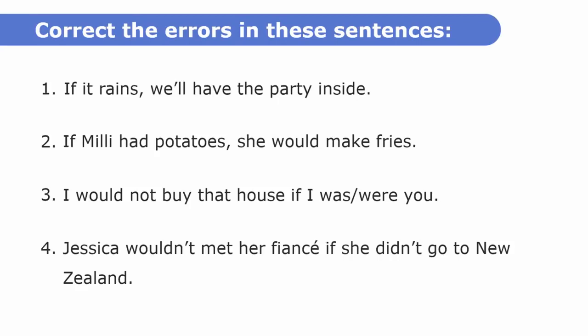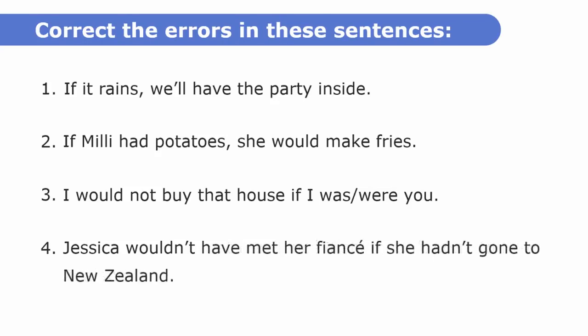We make the third conditional using the past perfect tense in the condition. So the condition is if she hadn't gone to New Zealand. In the result, we need would or wouldn't have. So the result is Jessica wouldn't have met her fiancé. The complete sentence is Jessica wouldn't have met her fiancé if she hadn't gone to New Zealand.